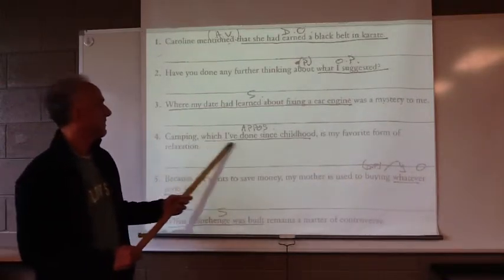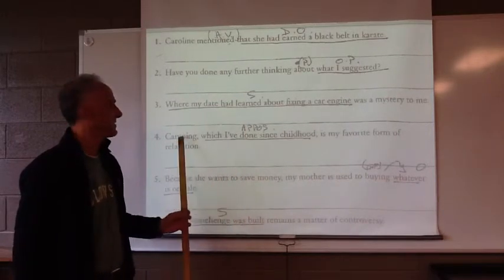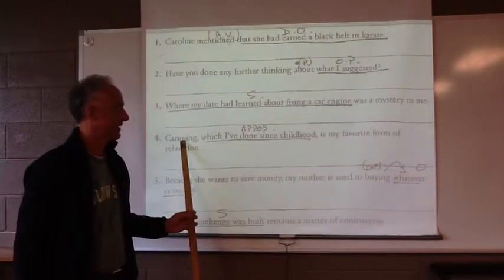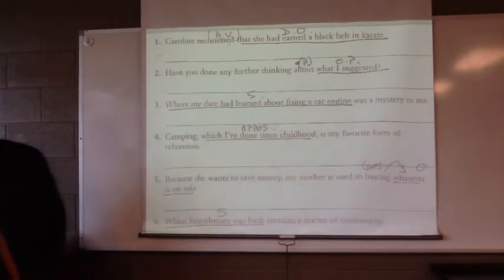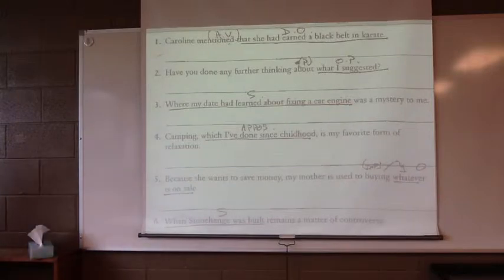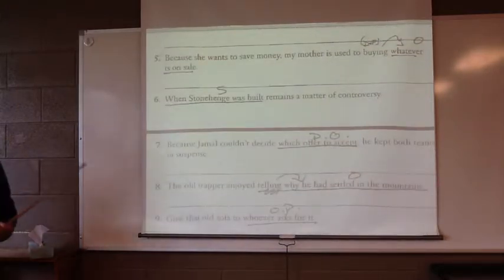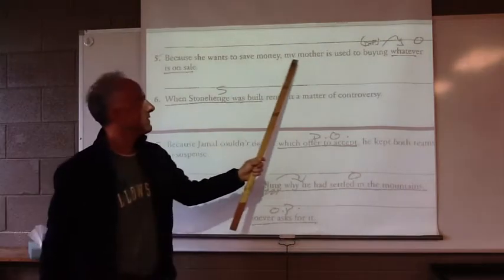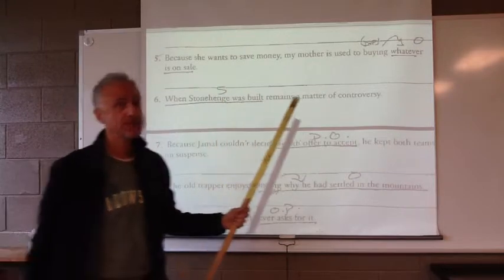Here we have an appositive. This comes in between commas and renames the noun. It's followed by a linking verb. Because she wants to save money, my mother is used to buying whatever is on sale. This is a little tricky.